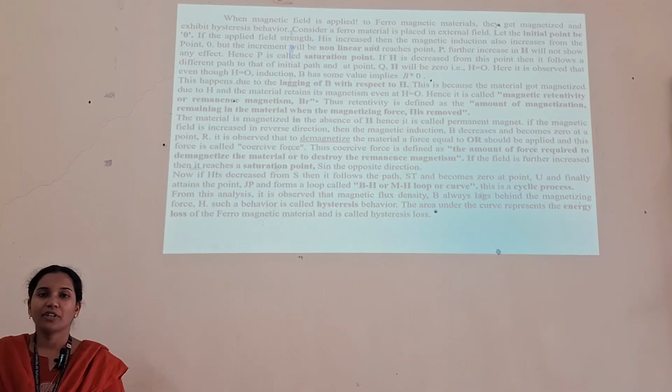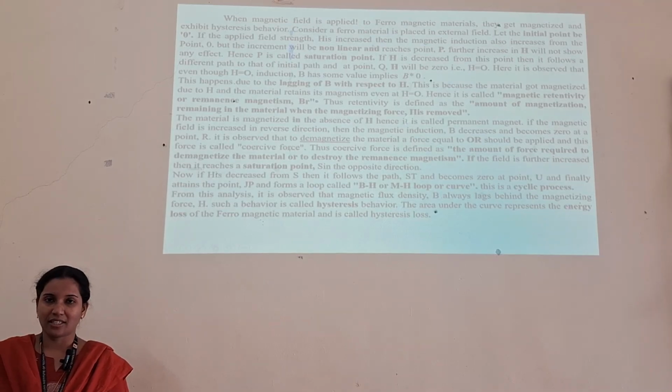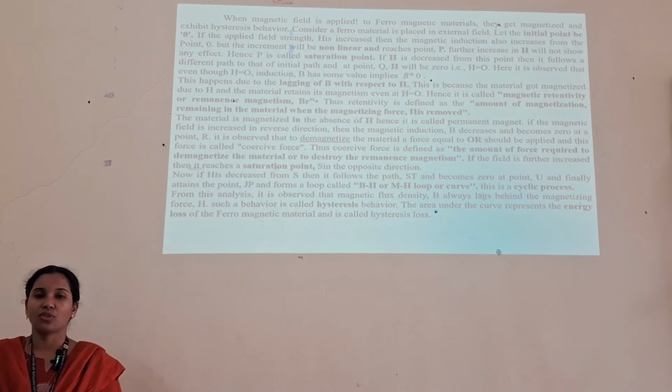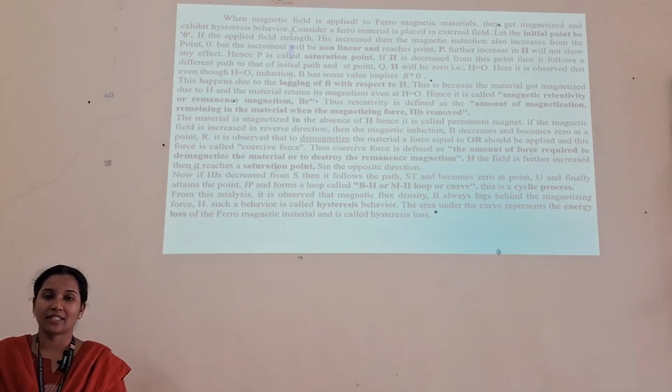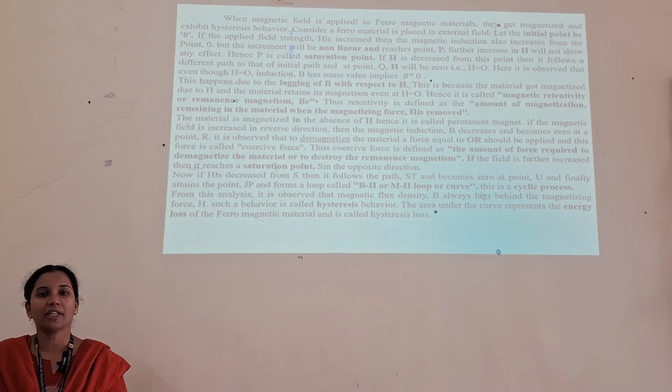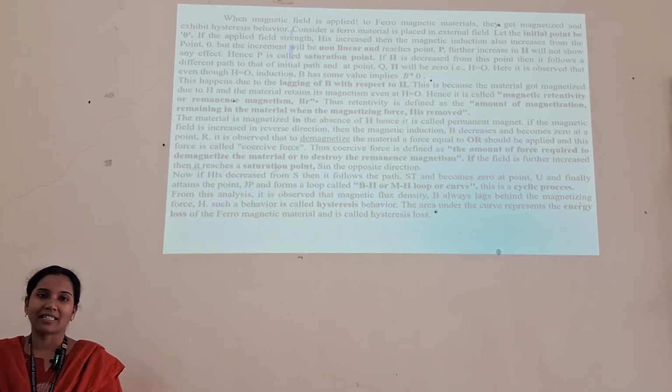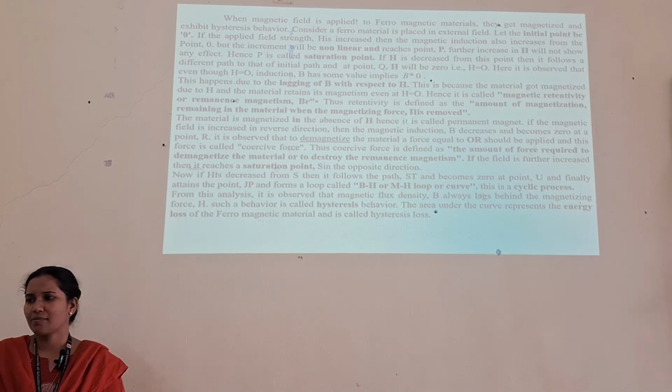When a magnetic field is applied to ferromagnetic materials, as I already told, we have chosen ferromagnetic material because it has the special property of spontaneous magnetization. Even in the absence of an external field, some materials exhibit a strong magnetic field, which is spontaneous magnetization. This spontaneous magnetization is exhibited only in ferromagnetic materials. That is the reason we have chosen ferromagnetic material as the specimen in the BH curve. When a magnetic field is applied to ferromagnetic materials, they get magnetized and exhibit hysteresis behavior.